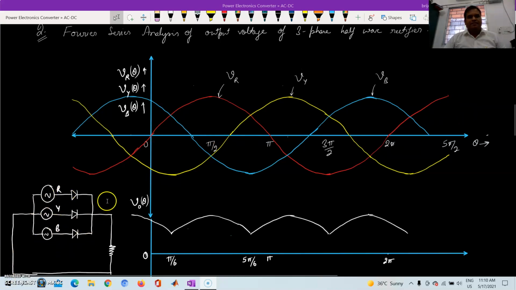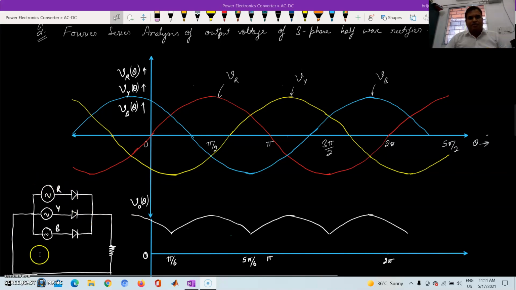Now, in this three-phase half-wave rectifier, the supply voltage is connected to single diodes. The R phase is connected to a diode, and similarly the other phases, and they are connected to the R load, the resistive load. If the three supplies are given to the diodes in parallel, obviously the diode which is more forward biased will conduct.